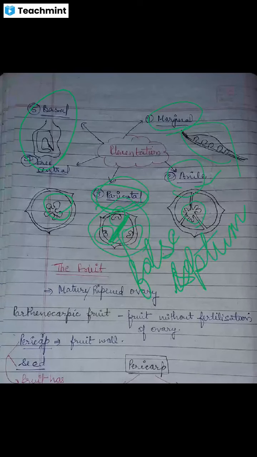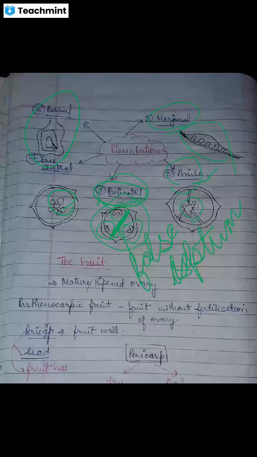In this axial one, no, here in this parietal there is no septum, but it has only one chamber, but it can become two chambers if a false septum is created. If a false septum is created, then it becomes two chambered. ठीक है. Then we have the fruit. What is a fruit? It is a mature or a ripened ovary.